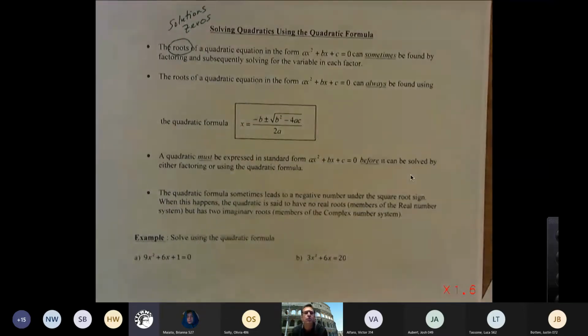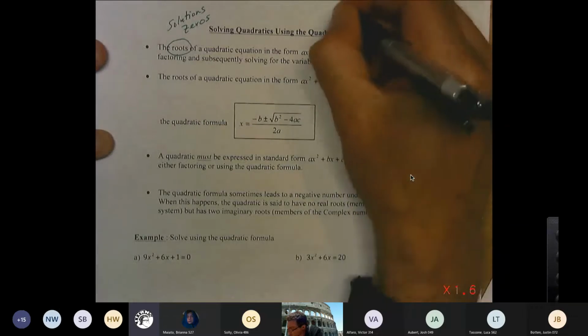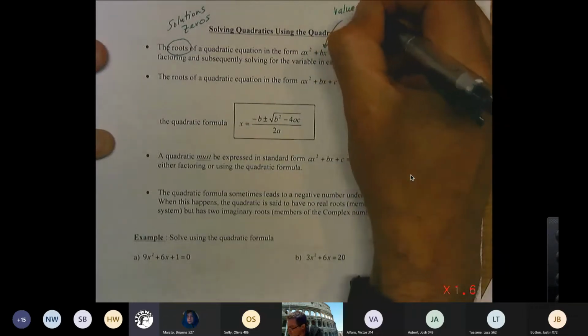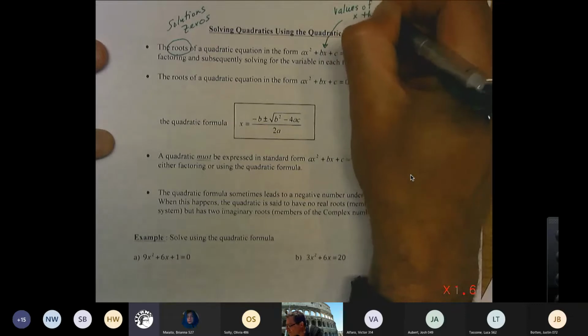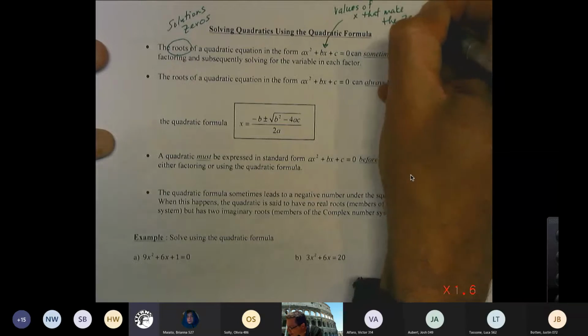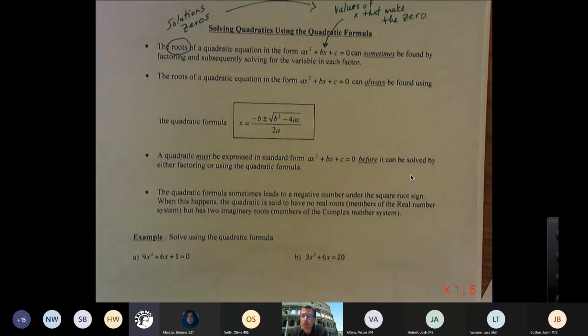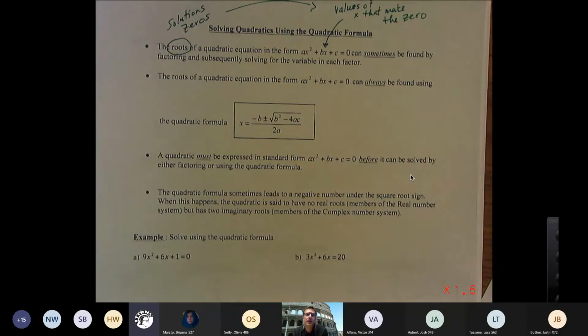So roots, solutions, zeros, they all mean the same thing. They're a numerical value. So the roots are going to be the values that make this 0. They're going to be the values of x, okay? That's what they mean. So the roots of a quadratic equation in the form ax squared plus bx plus c equals 0, very important, equals 0, can sometimes be found by factoring and subsequently solving for the variable.